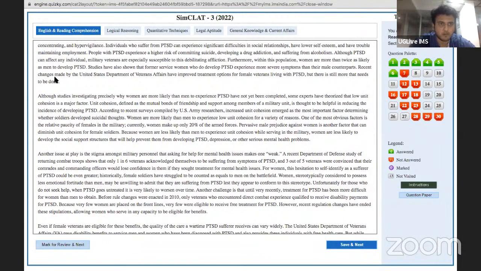Recent changes made by the US have improved treatment options for female veterans living with PTSD, but there is still more that needs to be done. Although studies investigating precisely why women are more likely than men to experience PTSD have not yet been completed, some experts have theorized that unit cohesion is a major factor. Unit cohesion, defined as mutual bonds of friendship and support among members of a military unit, is thought to be helpful in reducing the incidence of developing PTSD. According to recent surveys of the US Army, unit cohesion is one of the most important factors determining whether a soldier develops suicidal thoughts. Women are more likely than men to experience low unit cohesion for a variety of reasons.